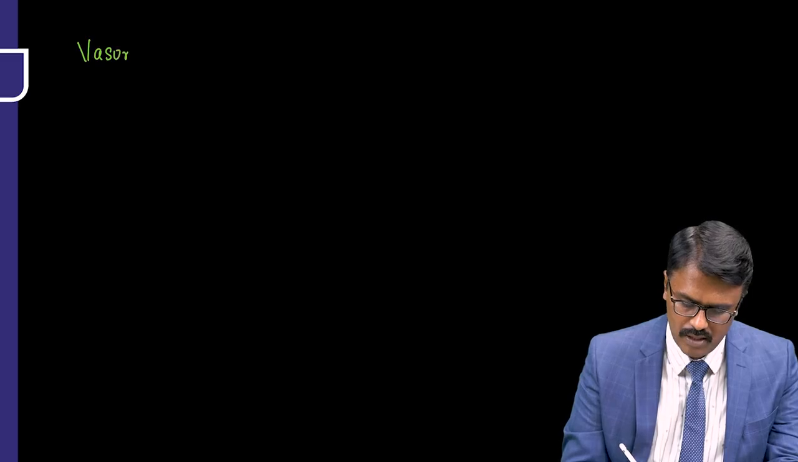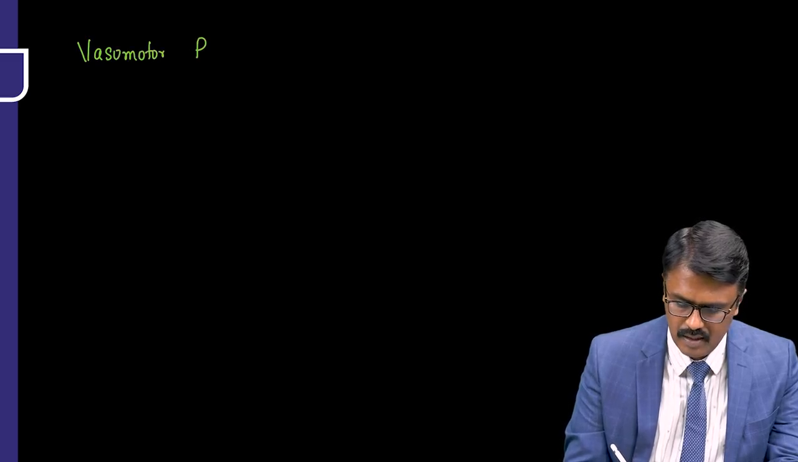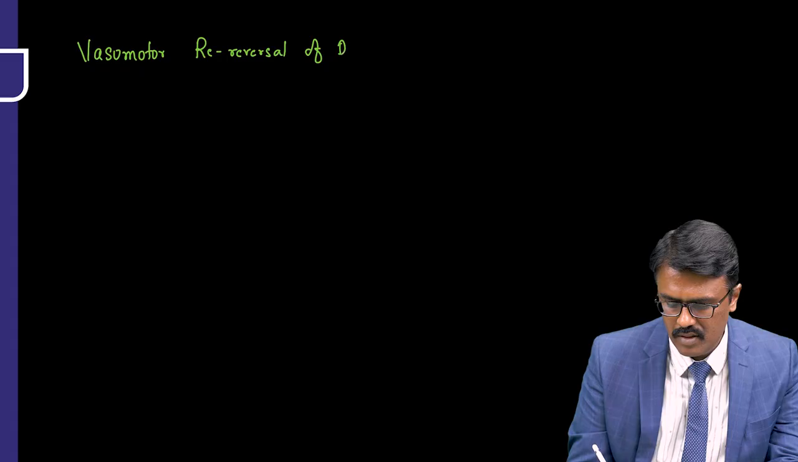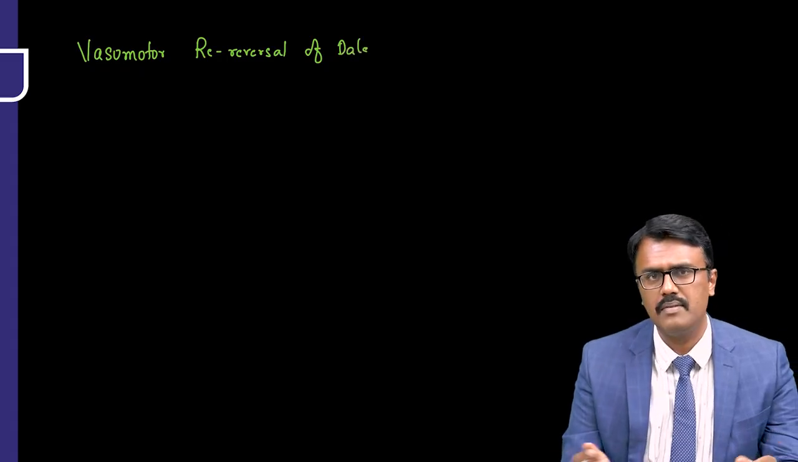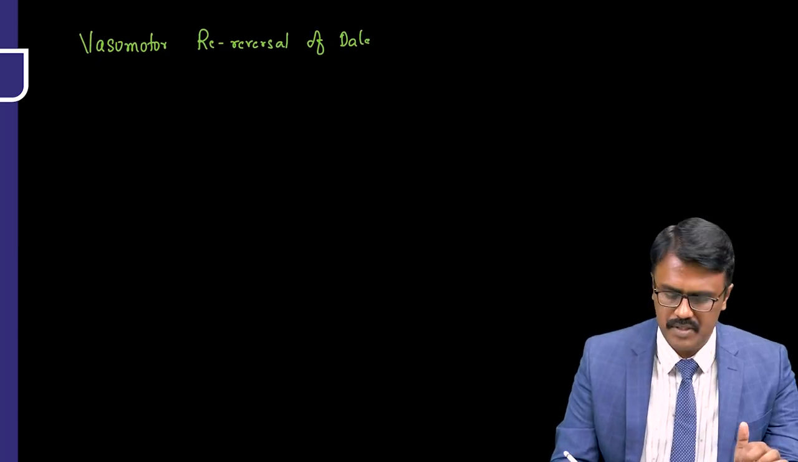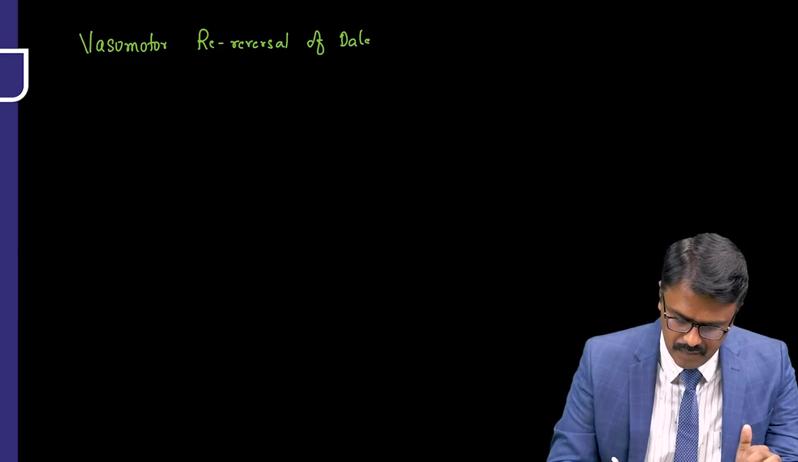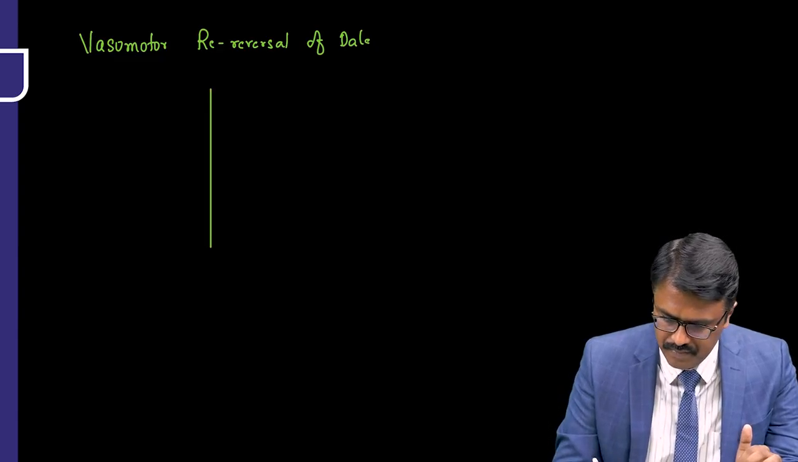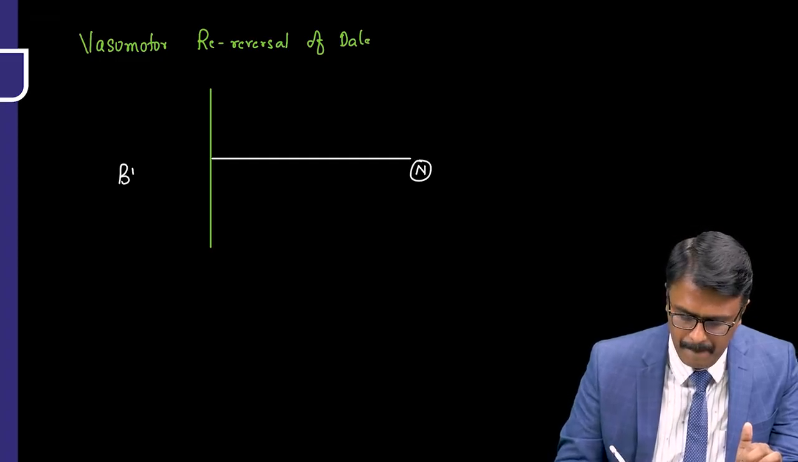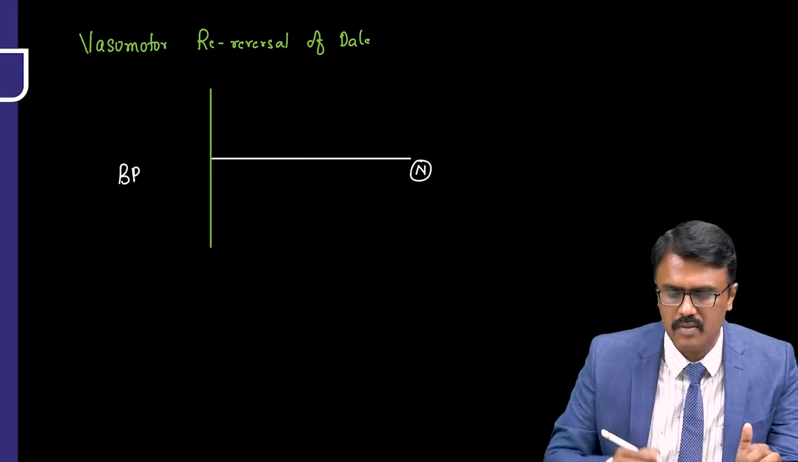One more phenomenon is commonly asked in your exam. That is called vasomotor reversal of Dale. Now this is not experimentally done, but after that they started doing this. What do you mean by that? Same experiment here. Let me write. This is the normal blood pressure. This is the BP. Now what do you mean by this vasomotor reversal?